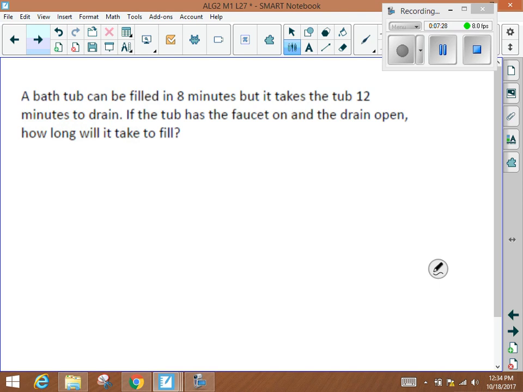So, actually, a better problem for this would be something like pumping air into a room, right? The air's got to escape, and you're probably pumping in a little bit quicker than it escapes. But anyhow, let's go ahead and get to this problem. So the bathtub is filled in 8 minutes. So our rate for the bathtub can be expressed as 1 over 8, right?